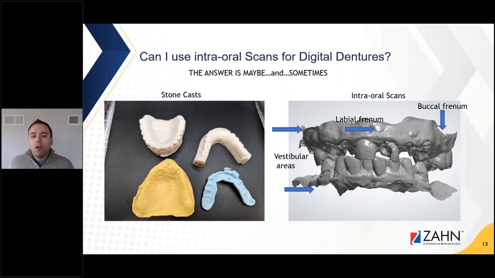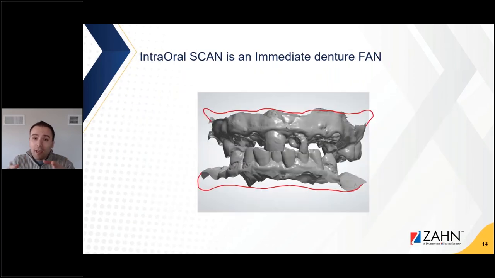And so I say a definitive no on a denture that the patient is going to permanently wear, or something that really needs to be done right. So I came up with a saying: intraoral scan is an immediate denture fan. What does that mean? That means that you can use it maybe sometimes if you're going to do an immediate denture. Why? Because immediate dentures get realigned by definition. You know, a lot of teeth get extracted. You have to mess with tissue, smooth things out. A lot of things are fluid and constantly changing. So by definition, whether you do it digitally or traditionally, you're going to have to realign it.